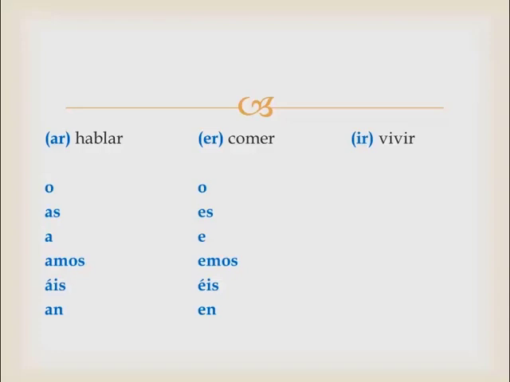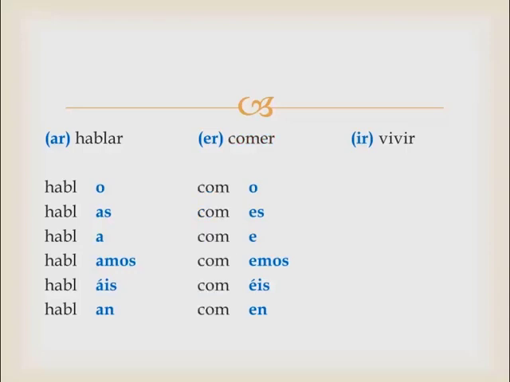And to see the verb hablar fully conjugated, it's going to be hablo, hablas, habla, hablamos, habláis, and hablan. I speak, you speak, he speaks, we speak, y'all speak, and they speak. And for comer, it's going to be como, comes, come, comemos, coméis, and comen. I, you, he, we, y'all, they eat. Those are the first two out of the three.